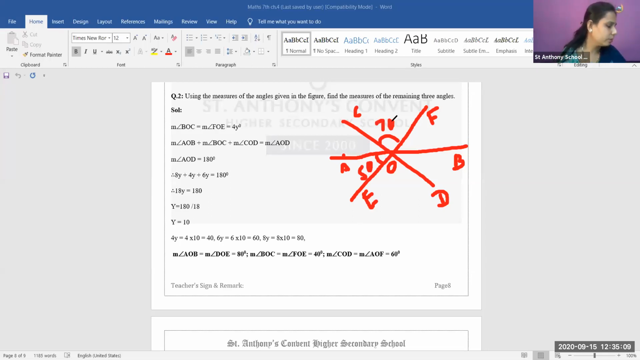Sorry. Which one is going on? Wait a minute. I have actually drawn another diagram. Sorry for that.